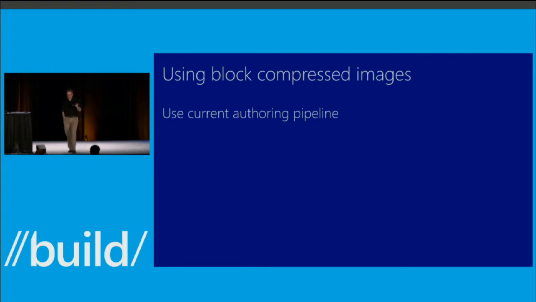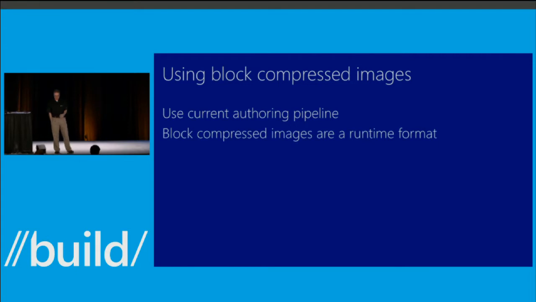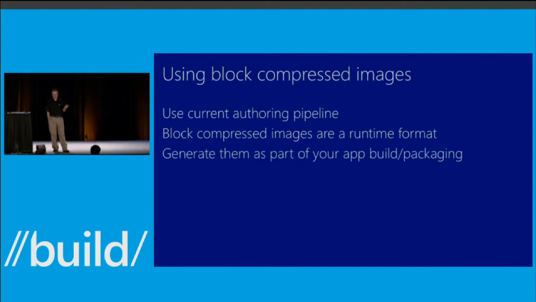Instead, think about the compressed formats as being a runtime format, not unlike the other geometry things that you do, where you might model them with a given pipeline and then do a conversion step to get it into your app at the end. Same kind of thing. Think about this as a runtime format, author the way that you have been, and then generate them as a part of your build packaging steps.